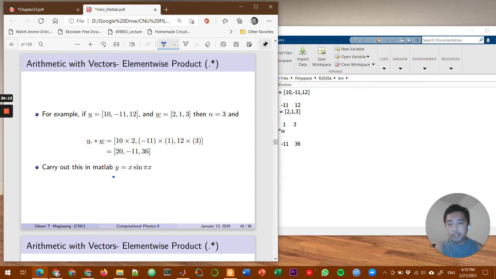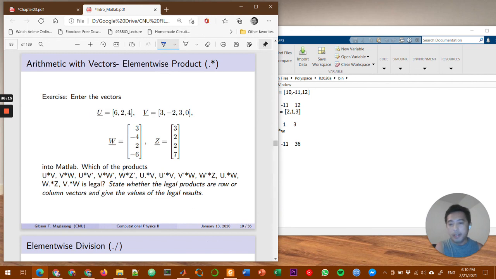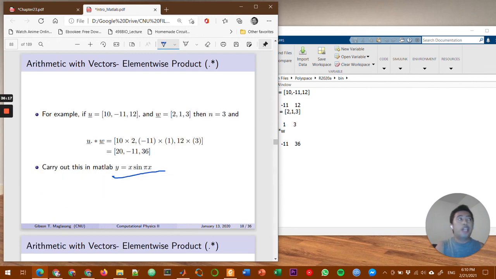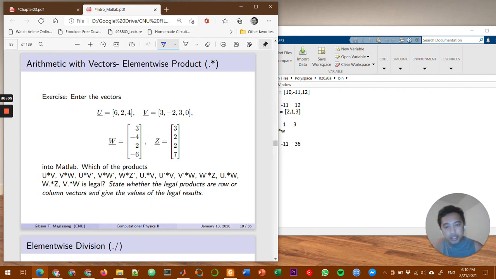So just try it. It is included in the module under practice problems. You can solve it and practice here. And if you want to confirm your answer, you can email me your solutions. And this one is reserved for your problem set. Okay.